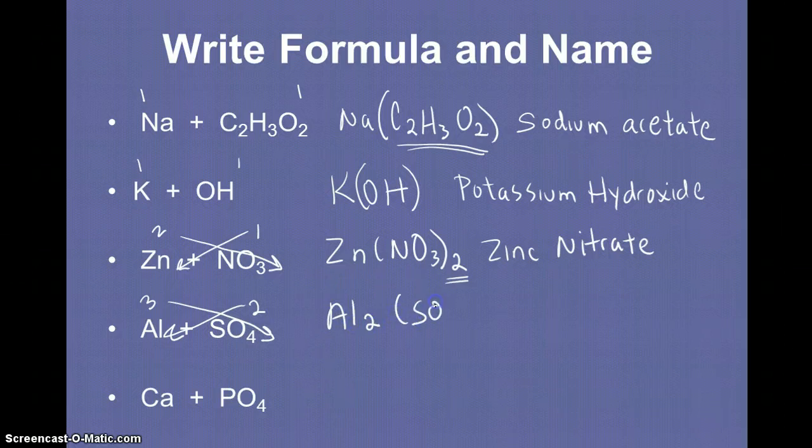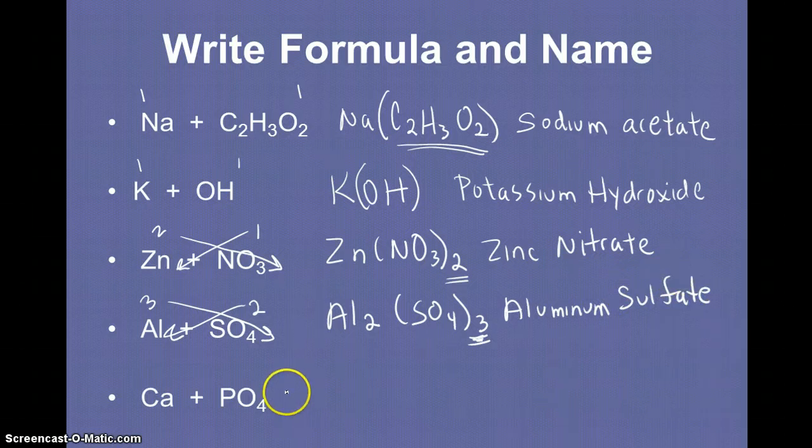Al2(SO4)3. Now here, just to go over that again, we have 12 oxygen, 3 times 4 is 12. 3 times 1 is 3 sulfur, and 2 aluminum. So this 3 only applies to what is in these parentheses right there. The name, aluminum sulfate. Nice.